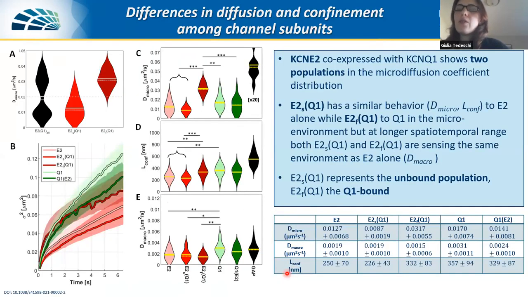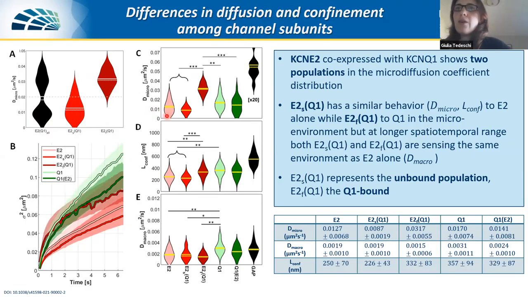Going into the details of the parameters that we could obtain from this analysis, we first noticed, analyzing the microdiffusion, that when E2 was co-transfected with Q1, we could see two distinct populations. So we decided to split our distribution in two, and we called this one the slow E2 Q1 population, and this is the fast E2 Q1 population.